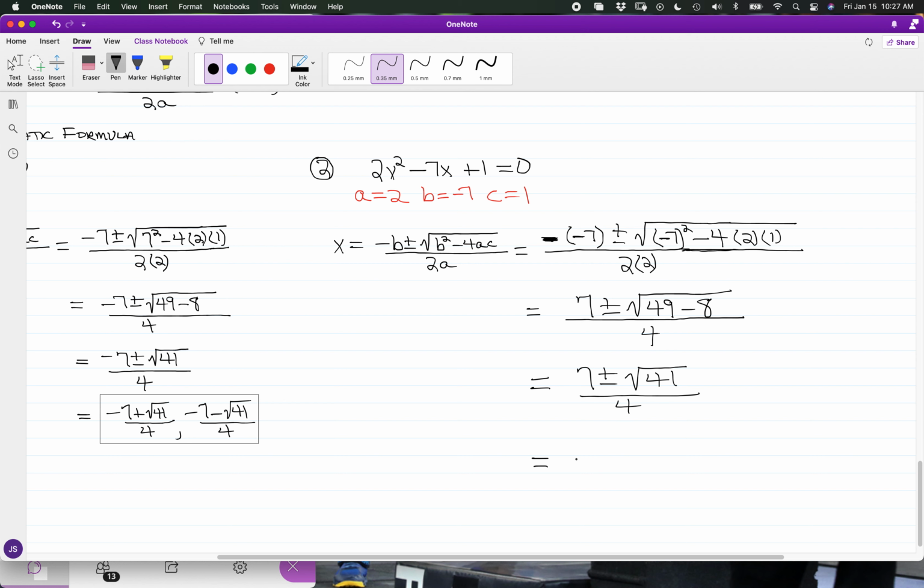And again, just itemizing, so we're going to have 7 plus the square root of 41 all over 4, as well as 7 minus the square root of 41 also all over 4.